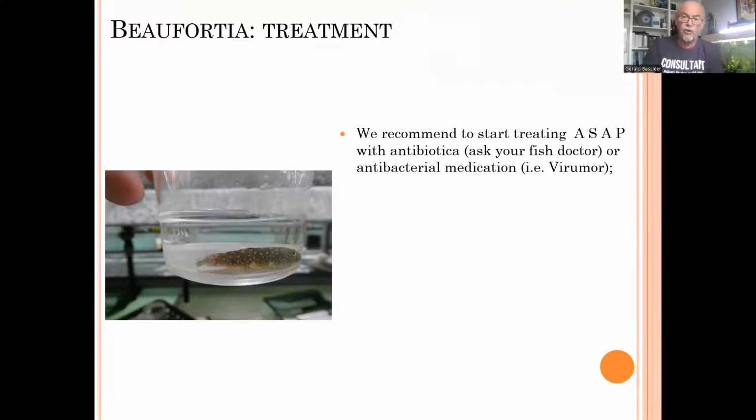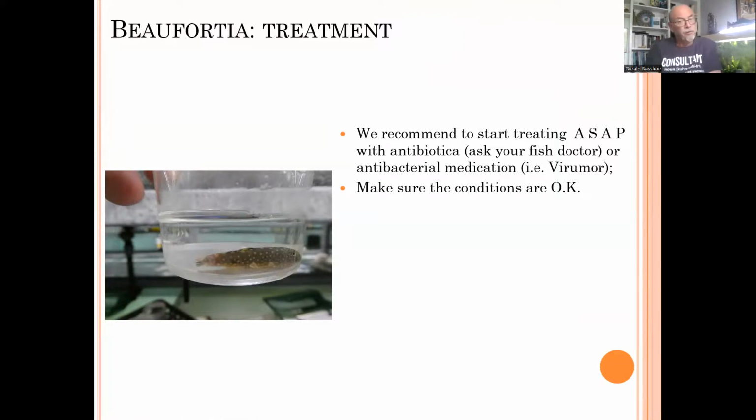You can also use a treatment available in your pet store that controls bacterial infections, such as Viromor from Aquarium Münster. In many of the cases I examined and treated, I used a combination of salt and neomycin, because salt helps to slow down the bacterial infection, and neomycin sulfate is a good antibiotic that handles those skin infections and tail infections. Sometimes nifurpirinol or furan drugs can also be helpful, or enrofloxacin medications like Baytril. So many medications are available, but ask your fish doctor.